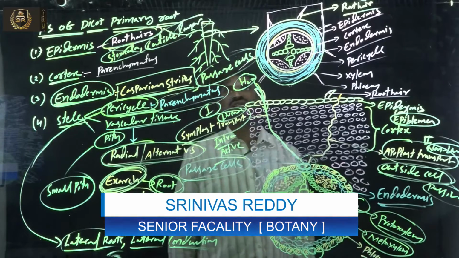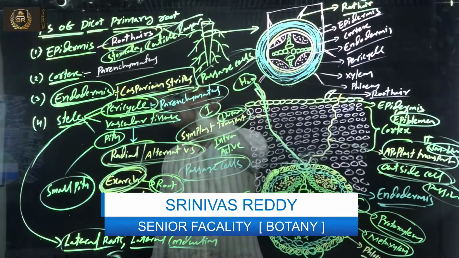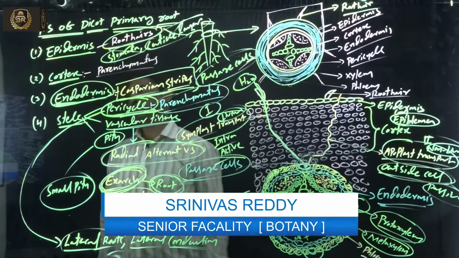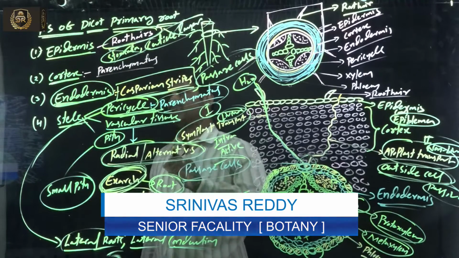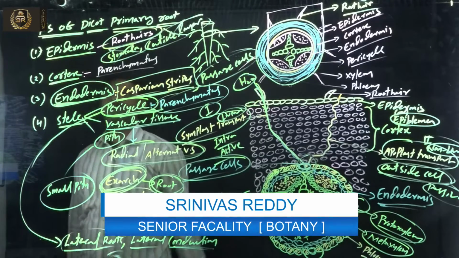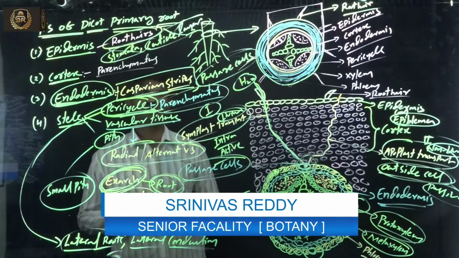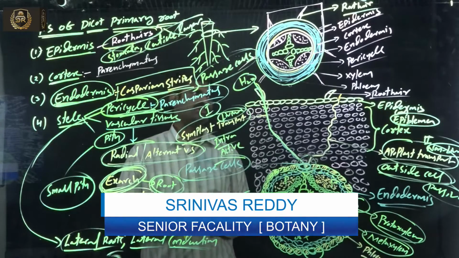This is the structure of the TS, transverse section, of a dicot primary root. It is divided into four parts: epidermis, cortex, endodermis, and stele. Epidermis is the outermost protective layer, and root hairs are present.